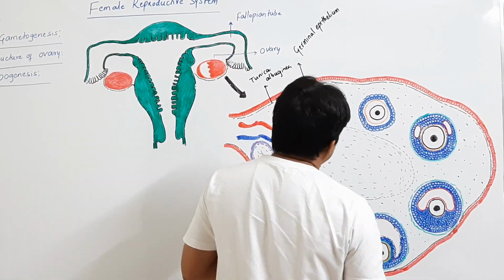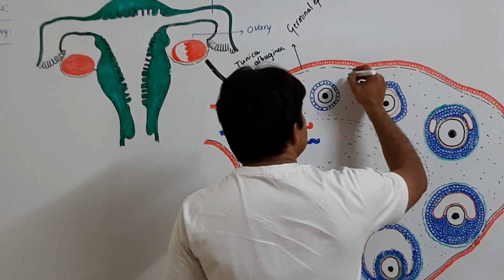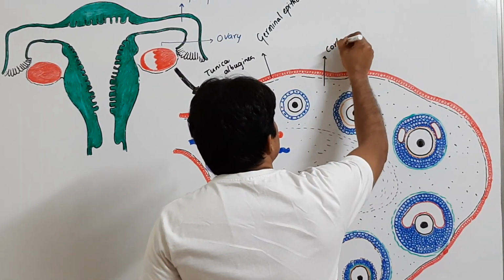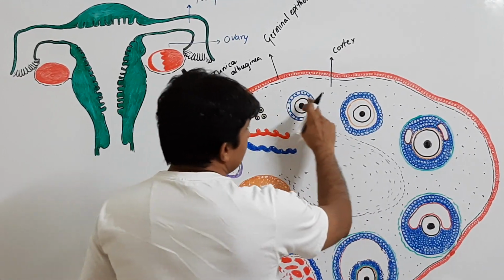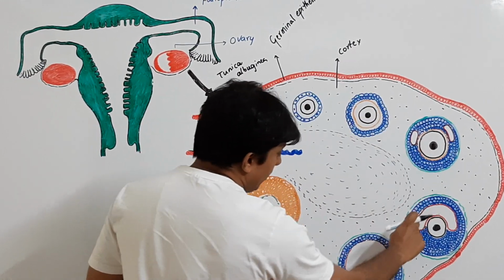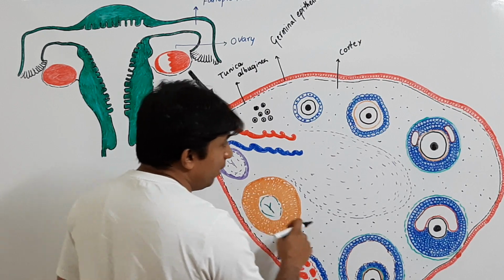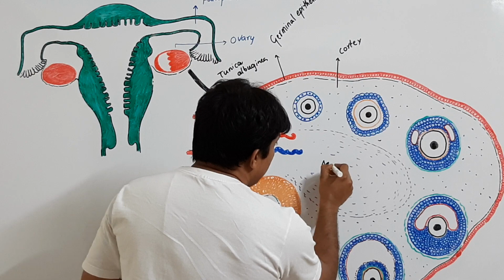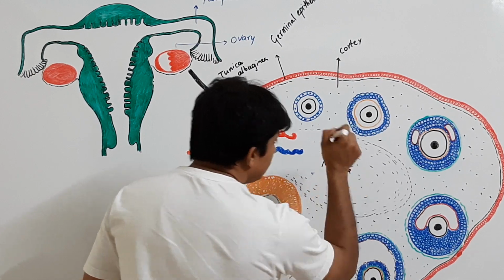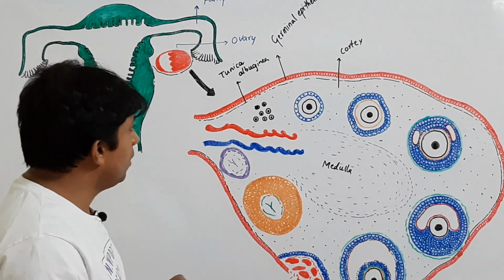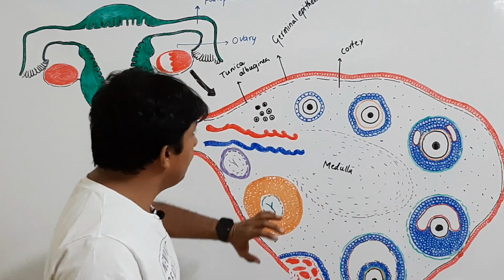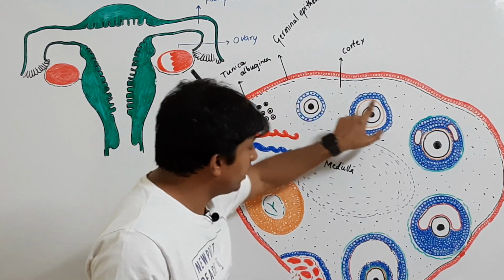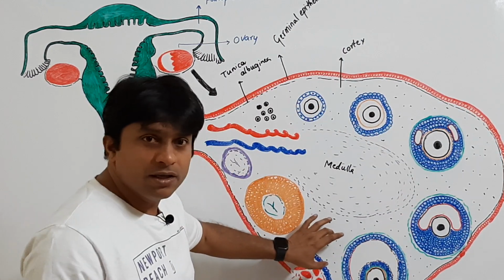This stroma of the ovary is differentiated into the outer cortex, and this outer cortex is the layer where you can see the developing follicles. All the developing follicles are present in the outer cortex, and the inner layer is called the medulla. So the stroma of the ovary is differentiated into outer cortex and inner medulla. In the cortex are present the developing follicles.